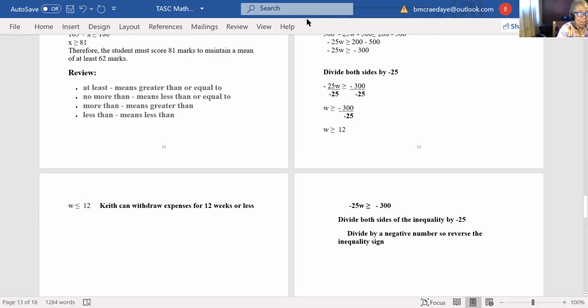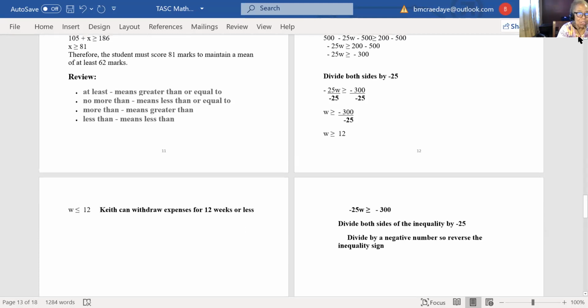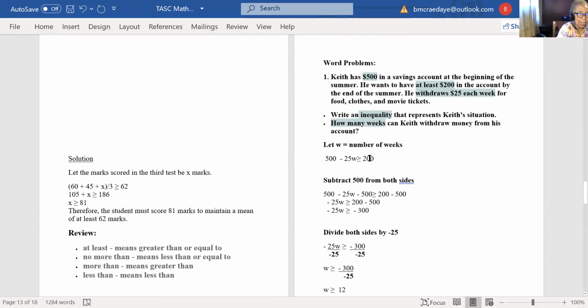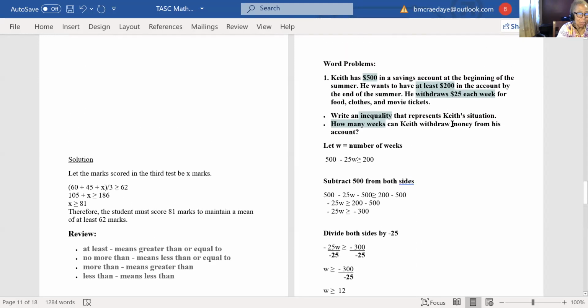All right. So we've answered both of the questions. We wrote the inequality, which is this. The number of weeks he can withdraw money from his account is 12 weeks or less. He can't do it for more than 12.